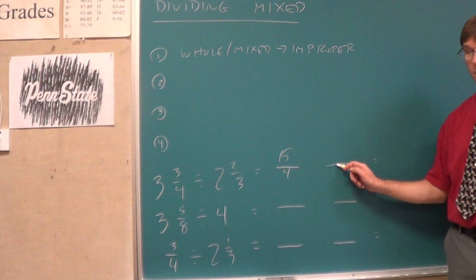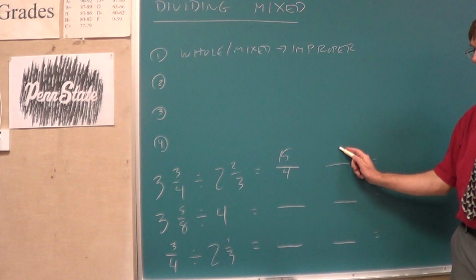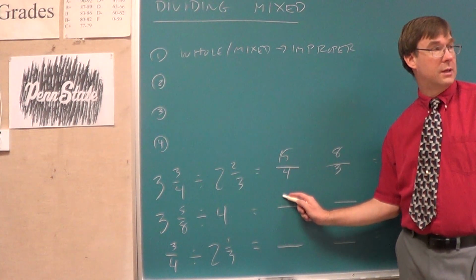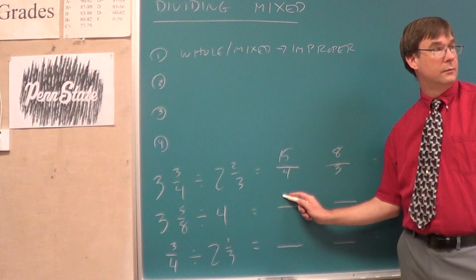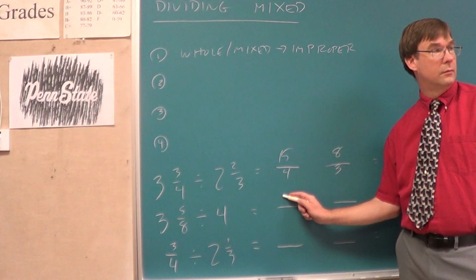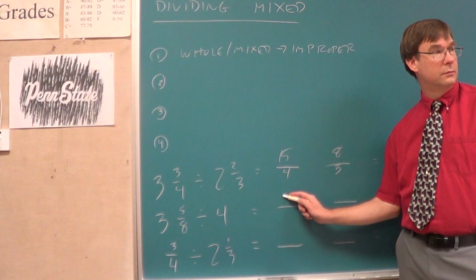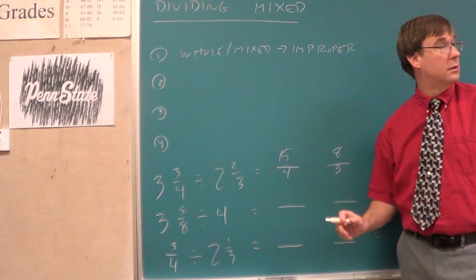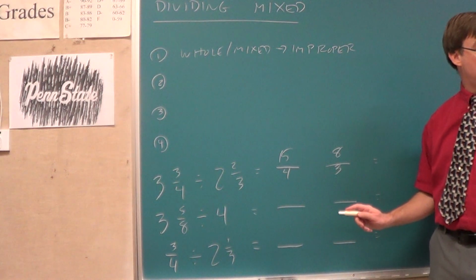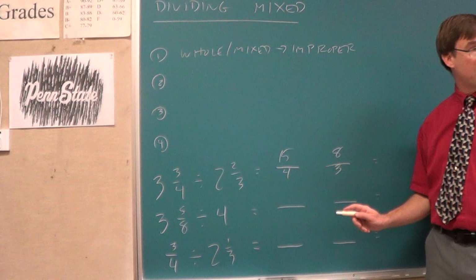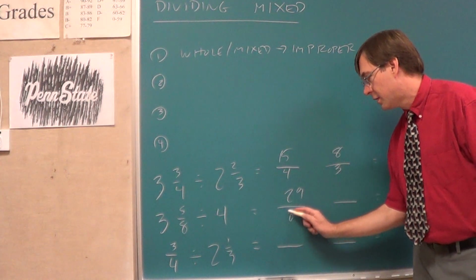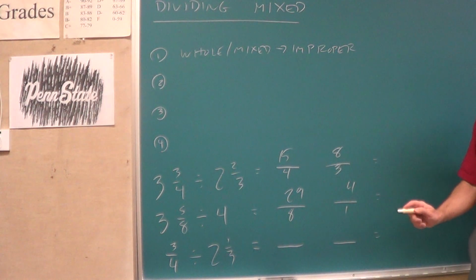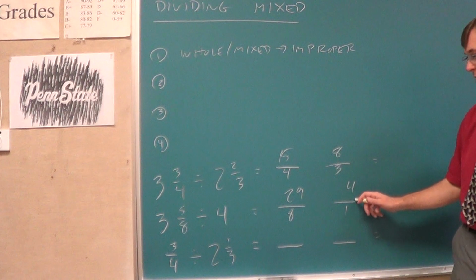What do you think for the second one? That's 2 2/3. What would that be for you? 8 over 3. That would be 8 over 3. 3 5/8. What do you think? I'll ask you in a second about them. 29/8. It is 29/8. What do you think about the 4? 4 over 1. We got the question you just asked me a minute ago. There it is, right back at us. If they give us a whole number, just put it over 1.